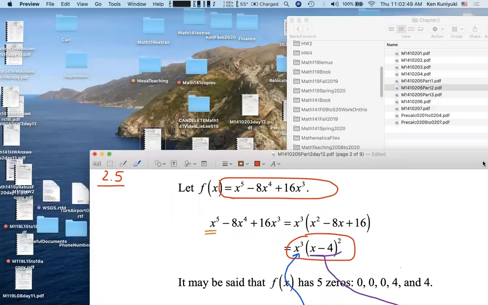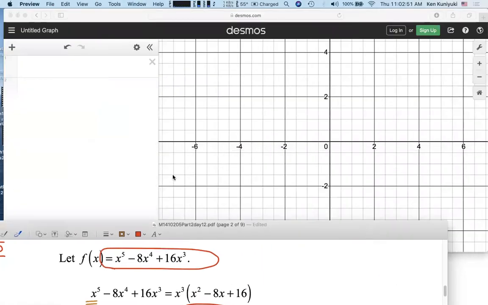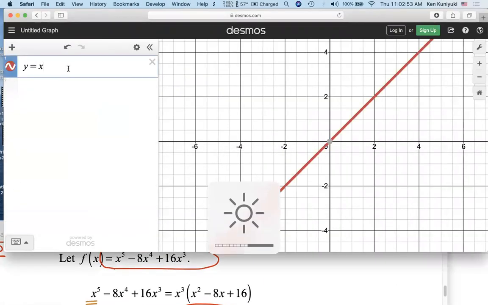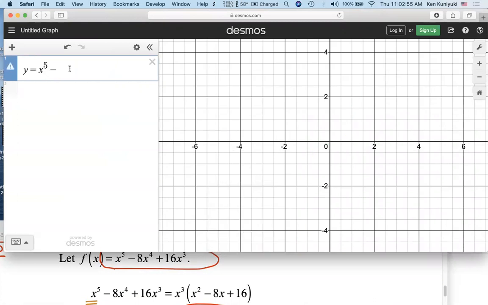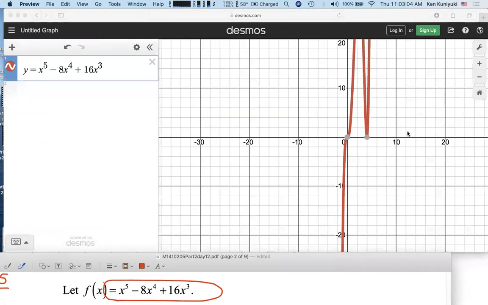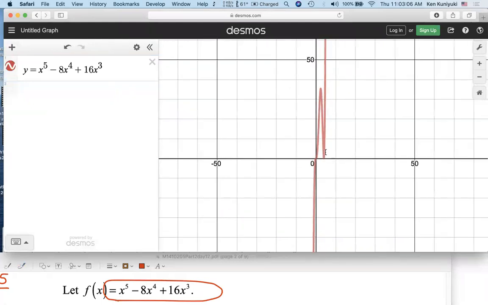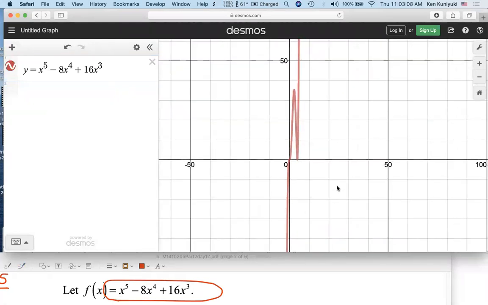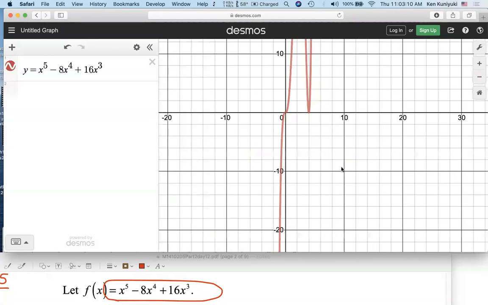All right, let's see what Desmos has to say. So let's try y equals x to the fifth minus 8x to the fourth plus 16x cubed. I could have also entered the factored form over here. Well, that's what we have here. So overall, we have a rising snake. That's no surprise if we zoom out.